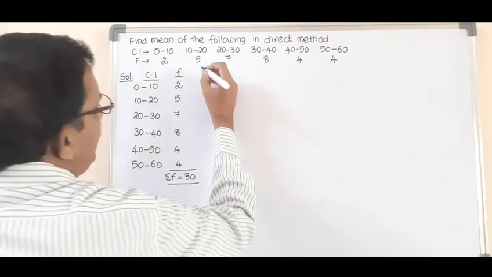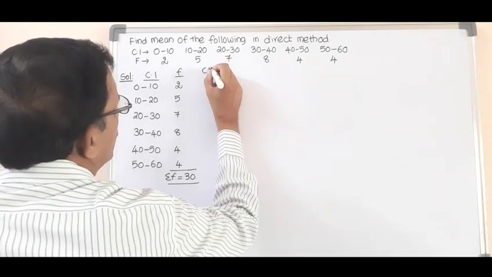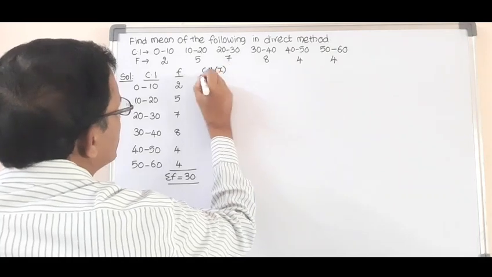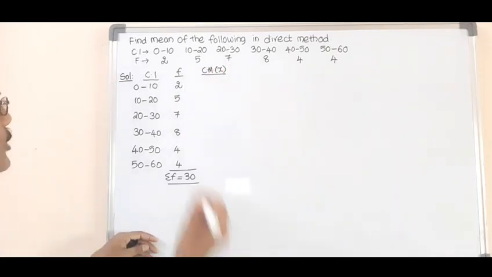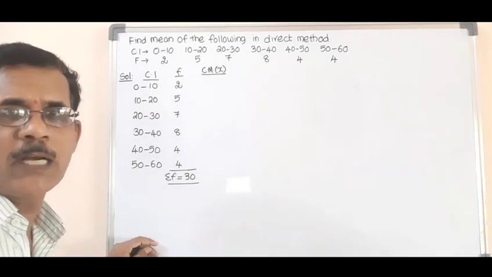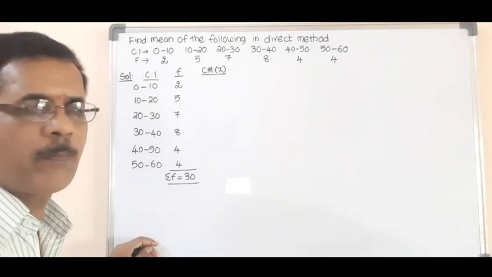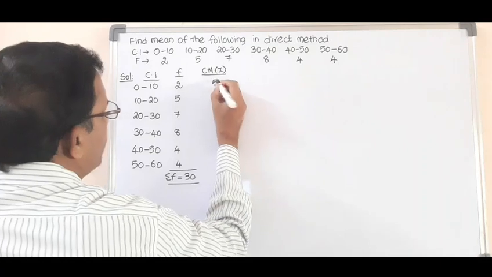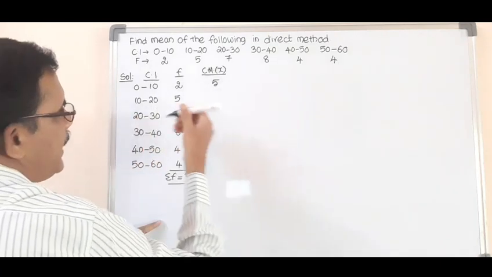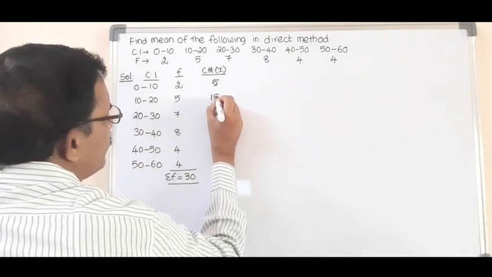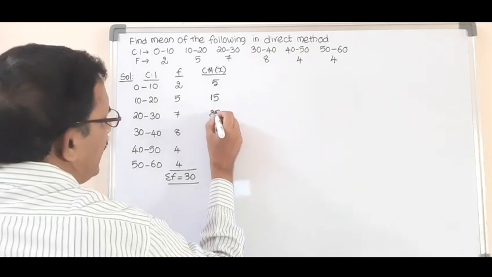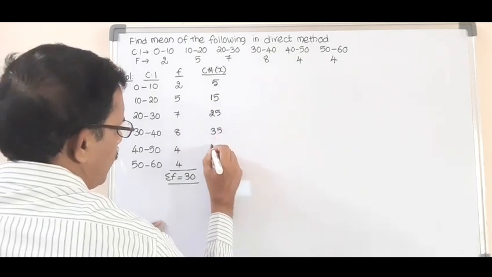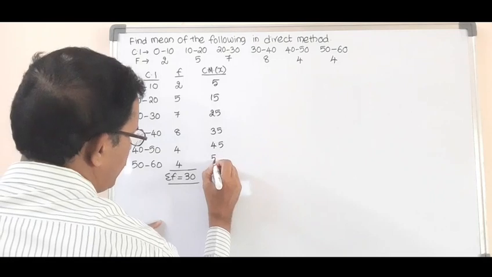Now next column we will take class marks. They are denoted by x. Now 0 to 10 class mark. Class mark means lower limit plus upper limit by 2. 0 plus 10 by 2, that is equal to 5. 10 plus 20 by 2, 30, 30 by 2 is 15. In the same way, you will get 25, 35, 45 and 55.